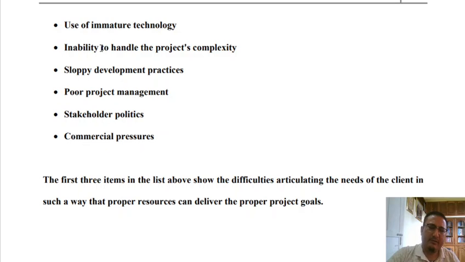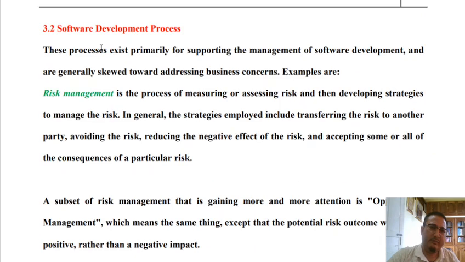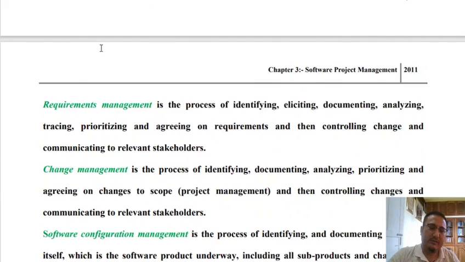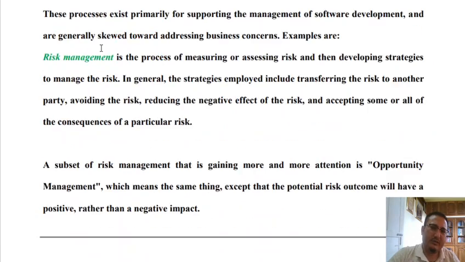So these are a few of the important reasons why a software project management process may fail to deliver its set objective. Now let us go through some of the software development processes. Software development processes primarily exist for supporting the management of software development, and are generally skewed towards addressing the business concern. First one is risk management. Second, we have requirement management, then change management, then configuration management, and eventually release management. We'll go through each of the development processes in sequence.